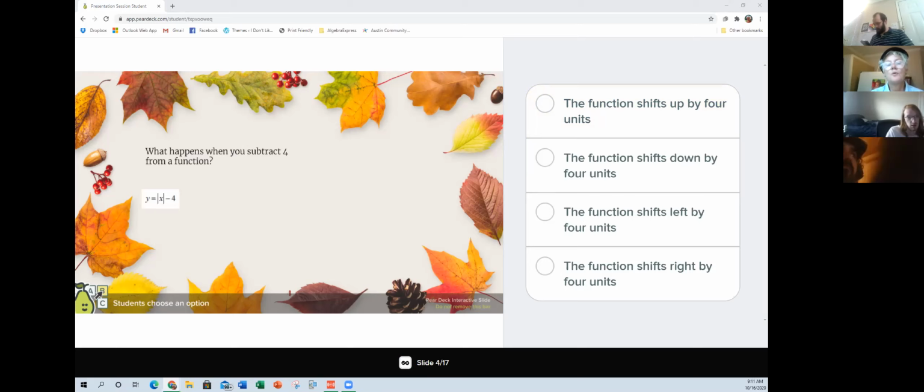What happens when you subtract 4 from a function? Okay, so those of you that are answering are getting this one right. This would just be a V-shaped graph, because that's what the absolute value tells us, a V shape, and it's shifted down by 4 units.